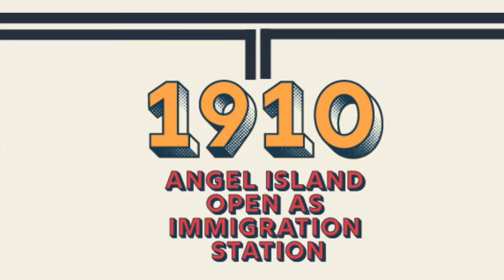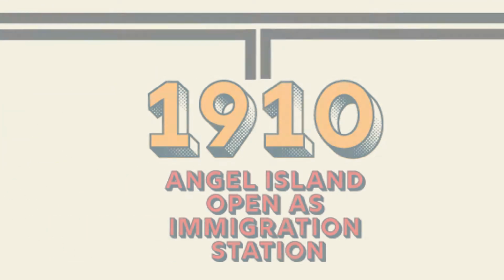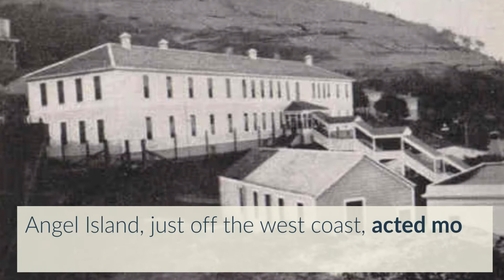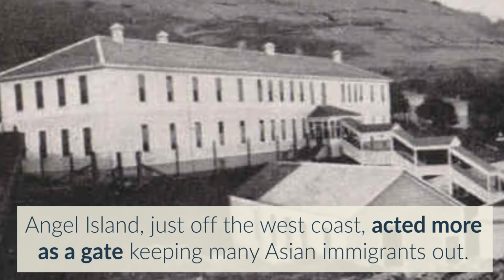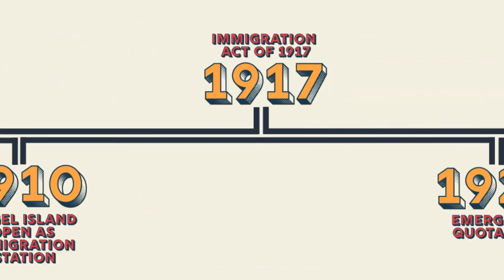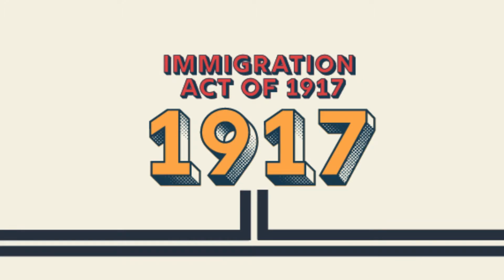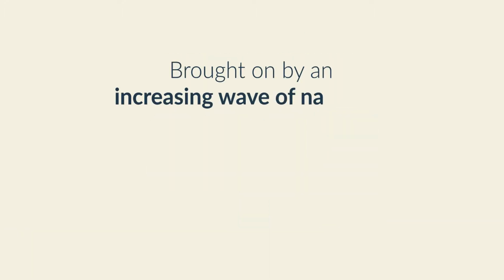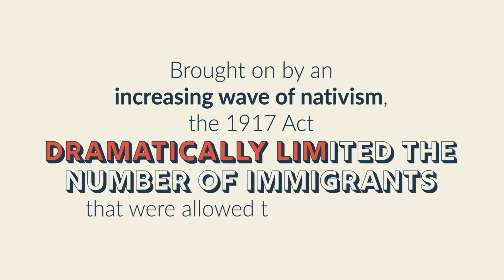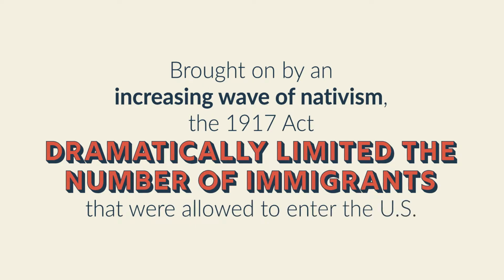1910, Angel Island opens as an immigration station. Angel Island, just off the west coast, acted more as a gate, keeping many Asian immigrants out. 1917, Immigration Act of 1917. Brought on by an increasing wave of nativism, the 1917 Act dramatically limited the number of immigrants that were allowed to enter the U.S.